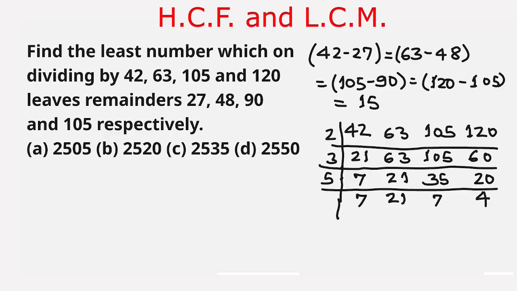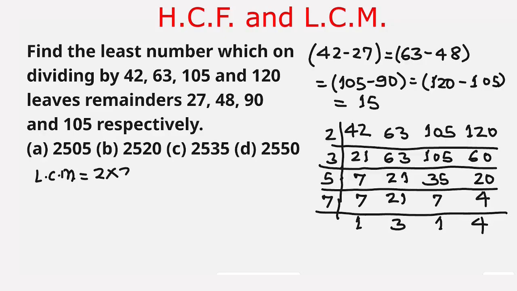Now we divide these numbers by 7. 7 divides 7 for 1 time. 7 divides 21 for 3 times. 7 divides 7 for 1 time. And we write 4 as it is. Now numbers 3 and 4 are co-prime numbers. So the LCM equals 2 multiplied by 3 multiplied by 5 multiplied by 7 multiplied by 3 multiplied by 4. 5 and 2 will make 10. So we will add 0 after the multiplication of all remaining numbers.